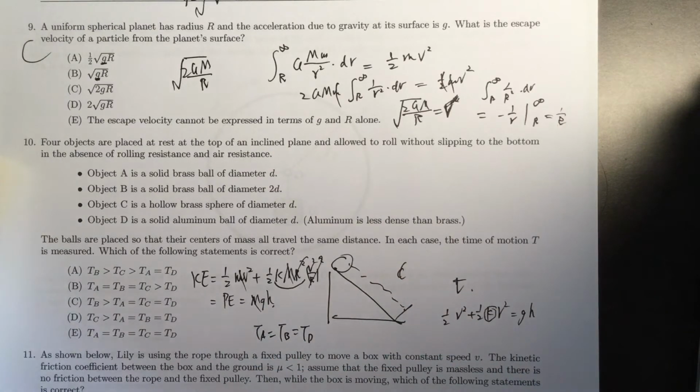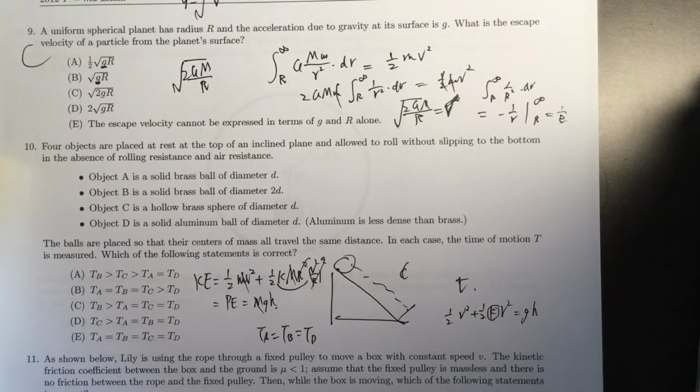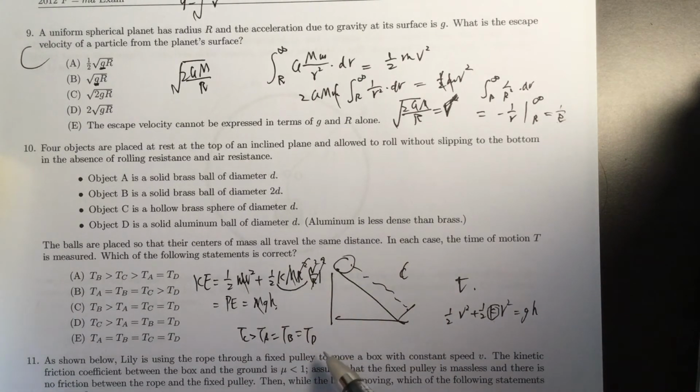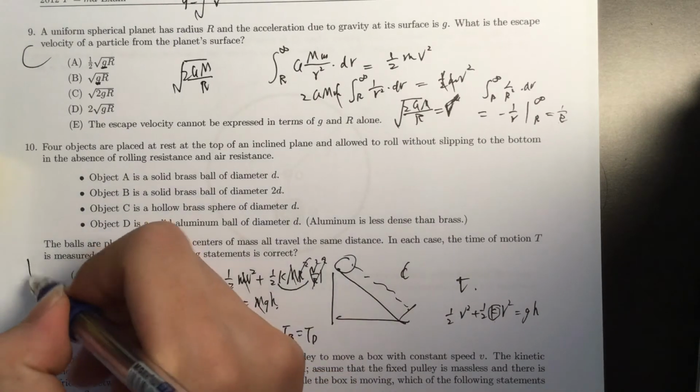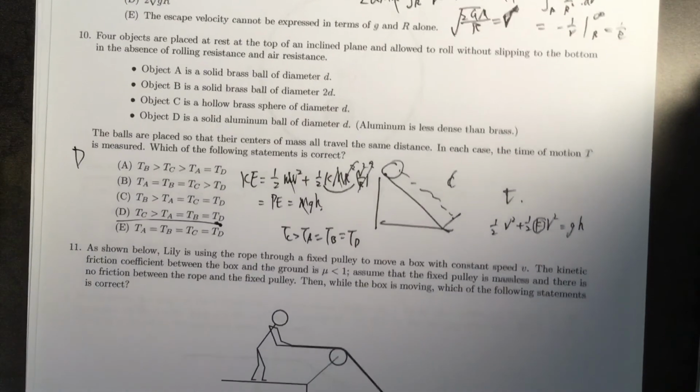What about T_C? C is a hollow brass sphere. We know a hollow sphere with the same mass has a higher k value than the others. A higher k value means a higher moment of inertia, so it will take a little bit more time to get down the incline. So T_C has to be bigger than all of them, which is D. This is not an easy one. D is the answer.